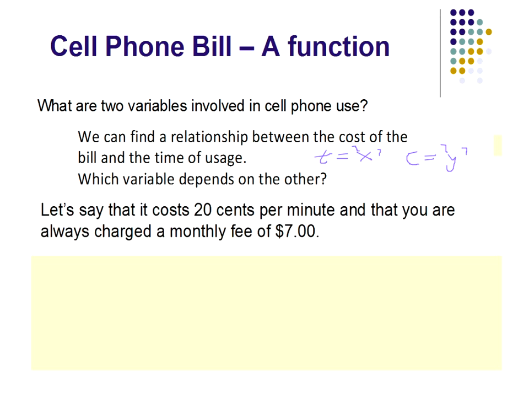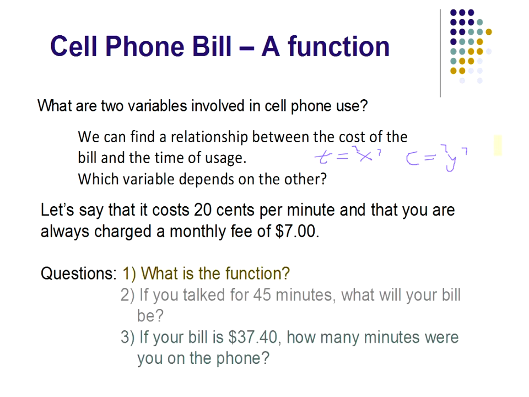So let's do an example here. Let's say that it costs 20 cents per minute and that you're always charged a monthly fee of $7. So we can answer a few questions here. So first of all, what's the function? And remember, function is a relationship. Mathematically speaking, that's an equation. We want to see an answer of C equals something.